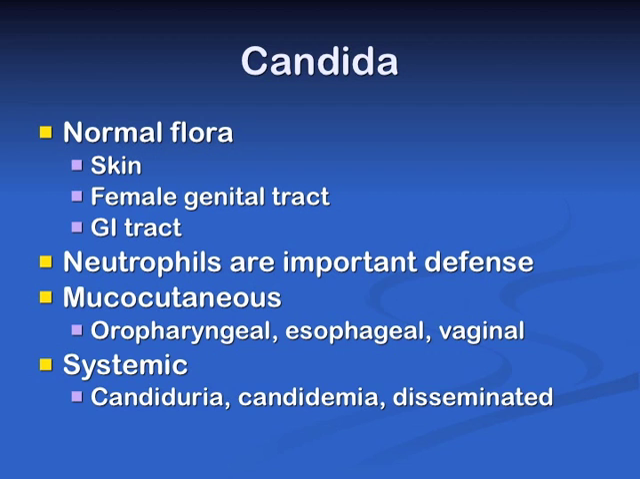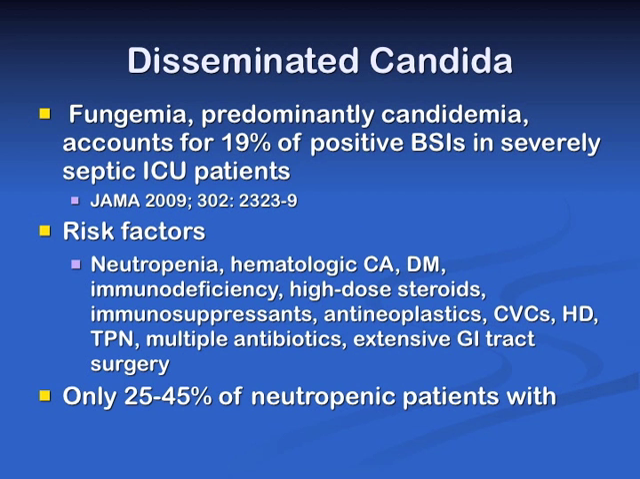Okay, Candida, right? It's part of our normal flora, the skin, the female genital tract, and the GI tract. Neutrophils are a critical part of the host defense against Candida. So it's a major problem with neutropenic patients. We see mucocutaneous infections, oropharyngeal, esophageal, vaginal. But unfortunately, we also see systemic infections as well. Candidemia, Candiduria, disseminated candidiasis. And disseminated candidiasis is a critical issue for us, right?